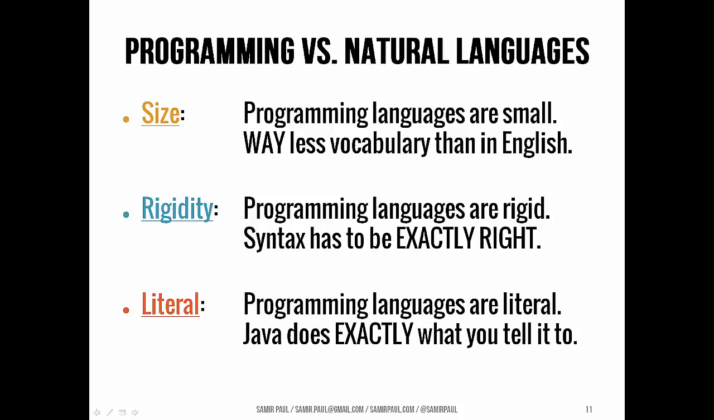There are some key differences. Java programming languages are very small, way less vocabulary than in English. They're rigid. Your syntax has to be exactly right or the compiler can't make sense of it. They're also literal. They do exactly what you tell them. If you remember those ambiguous headlines from the very first Intro to Java video, those are possible in natural languages, but they're really not possible in Java because we always take the most literal meaning.